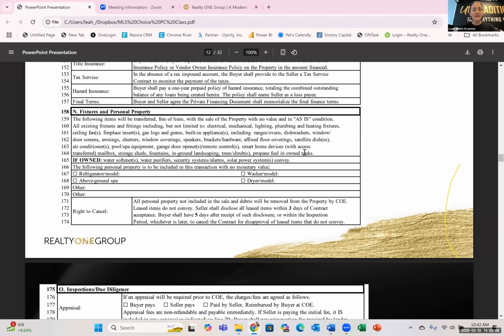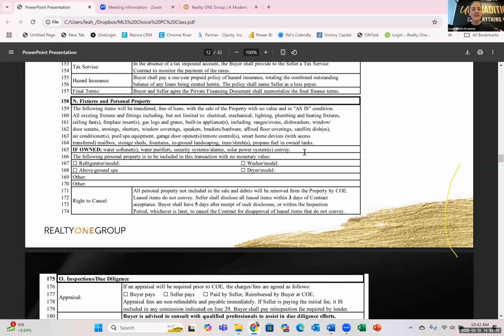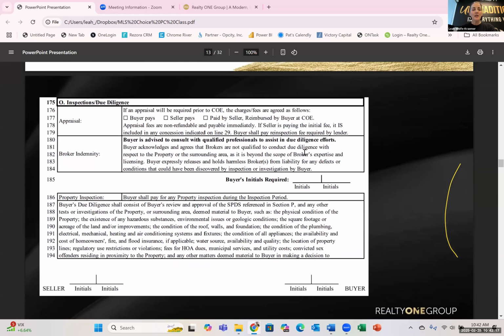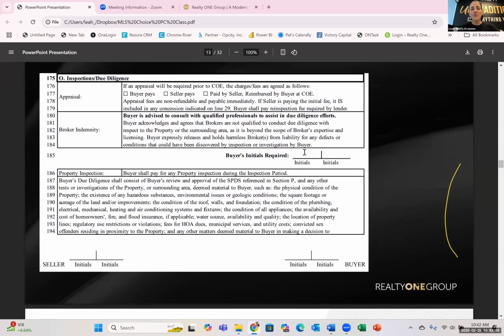Right to contract, right to cancel. All of that is identical to the AAR. So again, there's no change in timelines there. The appraisal contingency: if an appraisal will be required prior to close of escrow, the charges and fees are agreed as follows. So very similar to line 111 of our purchase contract.